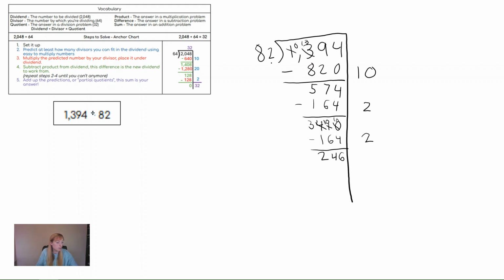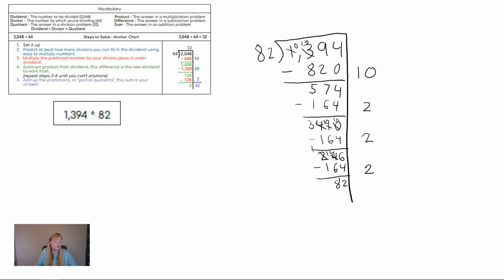I'm going to take out 2 more groups. Moving back to step 2. I predict at least 2 groups of 82 can fit in 246. Moving to step 3. Multiply 2 by 82. I know that's 164. Moving to step 4, subtracting. 6 minus 4 is 2. I have to borrow. That leaves me with exactly 82.